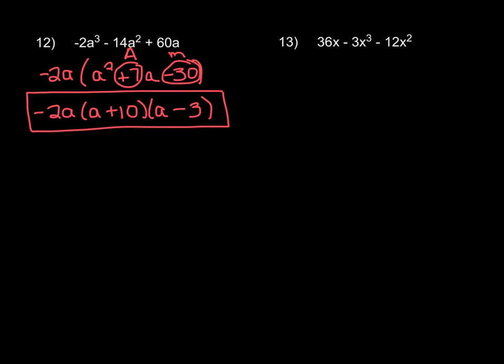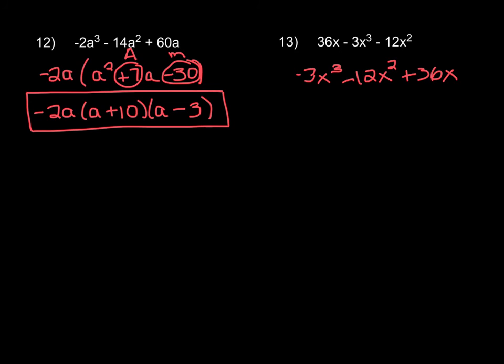Okay, and then we're going to end off on number 13 in the packet. Now, number 13, what you'll notice is this is not in standard form. If you want to have this in standard form, your term with the biggest exponent should come first, and then you want to have them written so the exponents go in descending order. So let's do that. Let's first rewrite this in standard form. So I'm going to bring down my negative 3x cubed, then my negative 12x squared, and then we have a positive 36x.